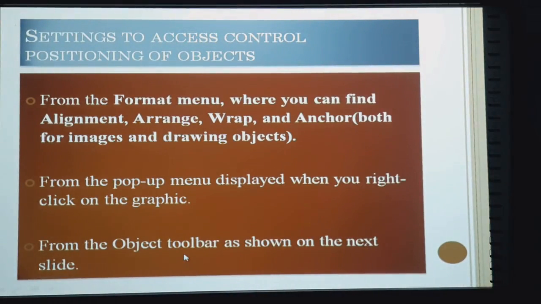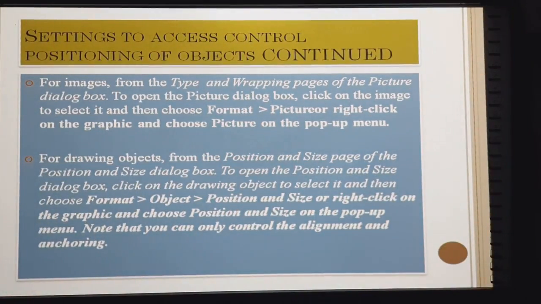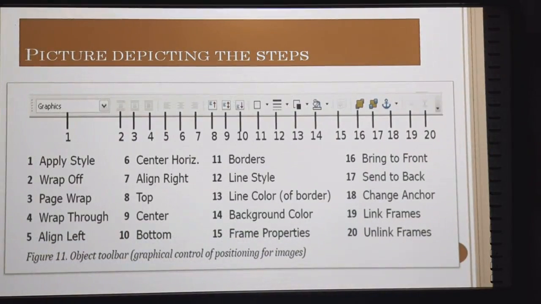Then from the object toolbar, as shown on the next slide. Now apart from these 2 options of selecting those 4 settings, there is one more option, that is the object toolbar. From the object toolbar also we can achieve all those 4 settings according to our need. Now how does an object toolbar look? See, this is the look and feel of an object toolbar. This is the object toolbar, as I have already discussed earlier while discussing the concept of object insertion inside a document, correct?